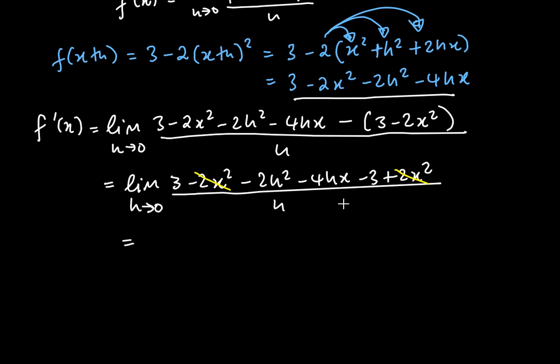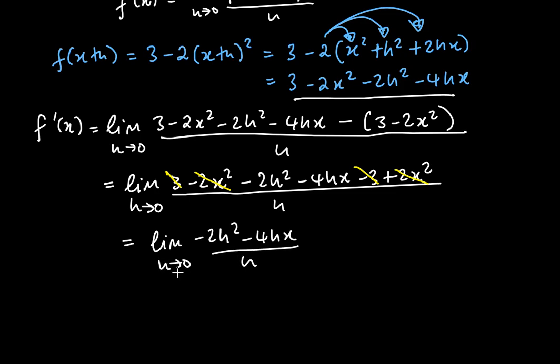They were also emphasized in grade 10. So we have 3 minus 3, they are also additive inverses, so we are left with this, right? So what we are left with is the limit of negative 2h squared minus 4hx, all divided by h, as h approaches 0.